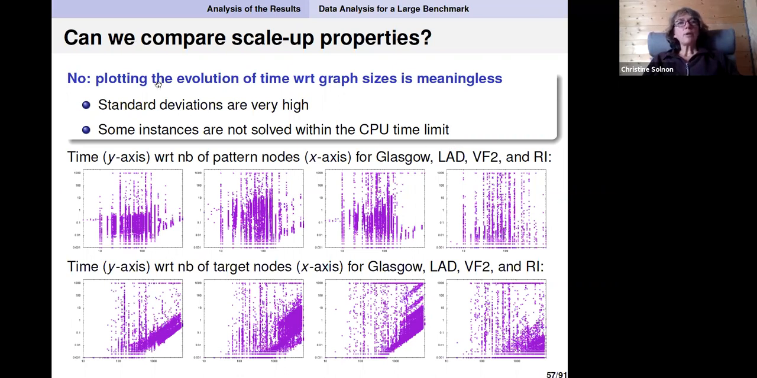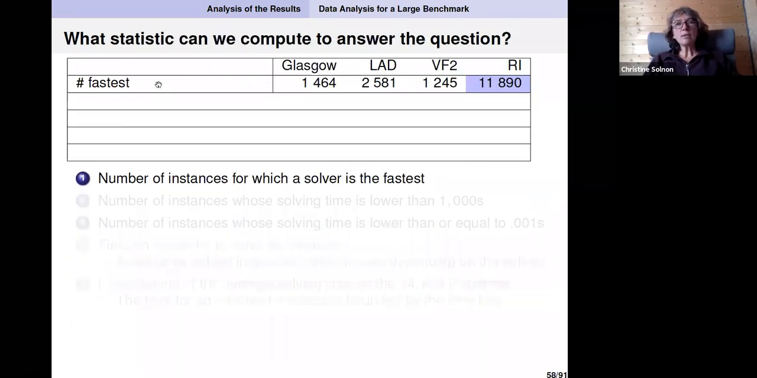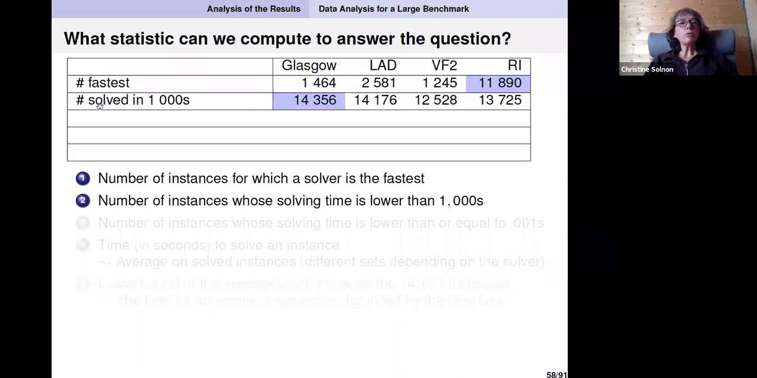Okay, so now I can try to compute a few short statistics to try to answer my question. So for example, I can compute the number of times a solver is the fastest among the four solvers. So among the 14,000 instances, I count the number of times a solver is the fastest. And the winner in this case is RI. And this is amazing because for a wide majority of instances, it is the fastest to solve the instance. Now I can also look at how many instances are solved within the time limit. And in this case, the winner is Glasgow.